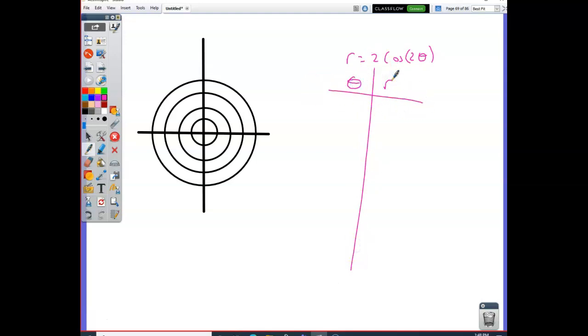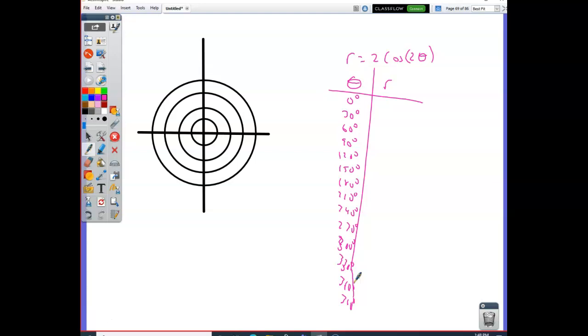Theta, r. Right here it says it's in degrees, so we're going to go degrees, right? So 0 degrees, 30 degrees, 60 degrees, 90 degrees, 120 degrees, 150 degrees, 180 degrees, 210 degrees, 240 degrees, 270 degrees, 300 degrees, 330 degrees, 360 degrees, 390 degrees. With me so far?